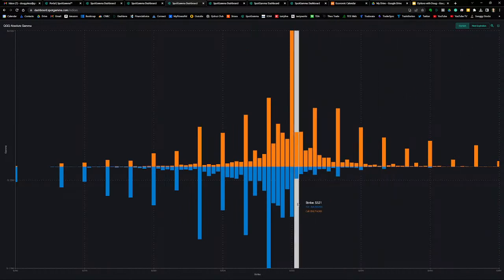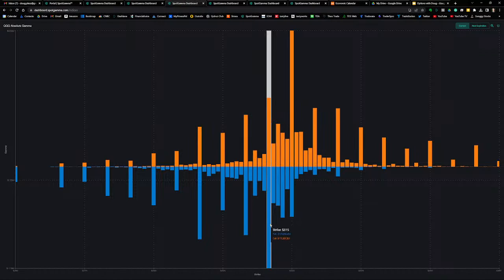And here is the 315 put wall, support level. The 320 is the call wall and the key gamma strike or absolute gamma strike. So those are the levels that are in play for QQQ.